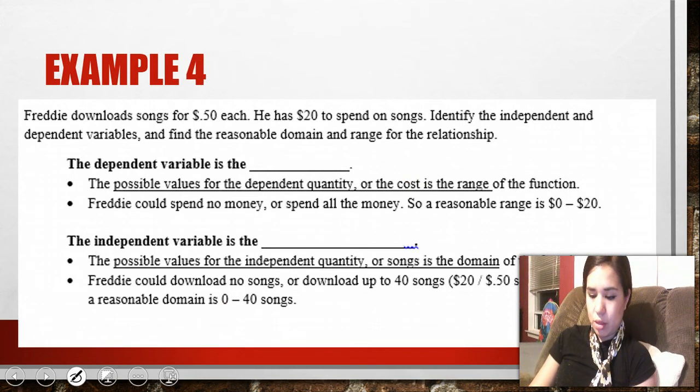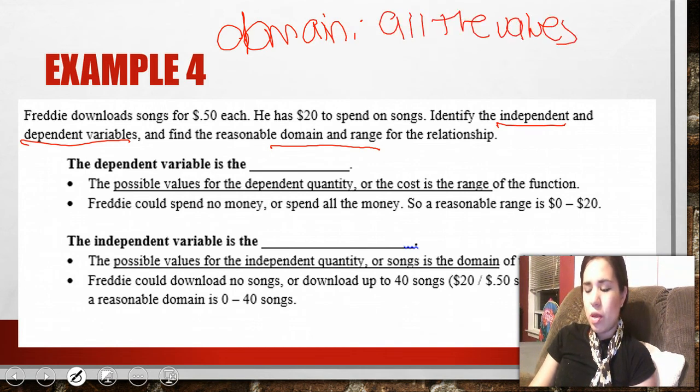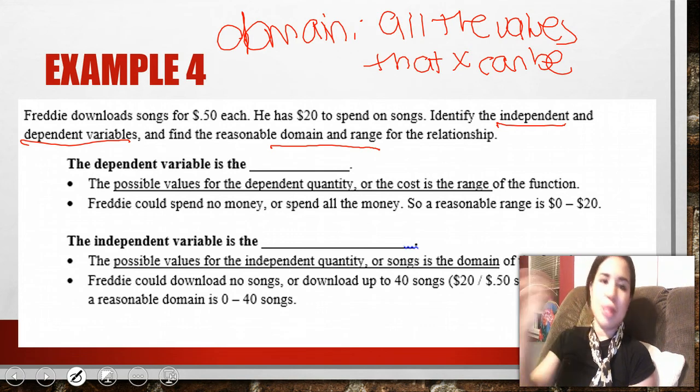Okay, in example 4, Freddie downloads a song for 50 cents. He has $20 to spend on songs. Identify the independent and the dependent variables and find the reasonable domain and range. Now domain and range are new words for us. Domain means all the values that x can be. So if that's what domain is, what do you think range is? Of course, all the values that y can be.